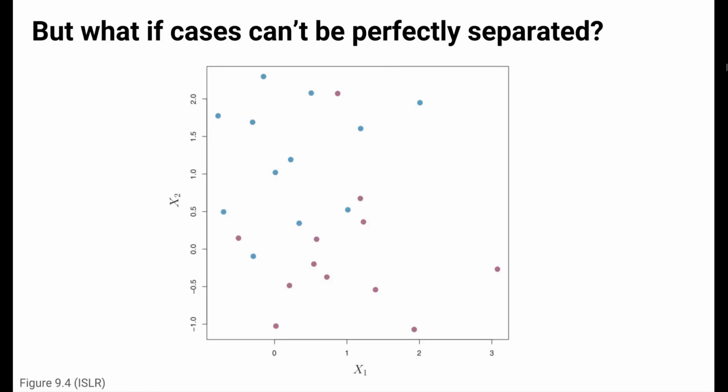Another downside is, what if cases can't be perfectly separated by a hyperplane? So in the example here, there's no possible line that we can draw that'll perfectly separate the blue and purple cases. This is a downside of the maximal margin hyperplane because we assume that there is some hyperplane that can perfectly separate the two classes.